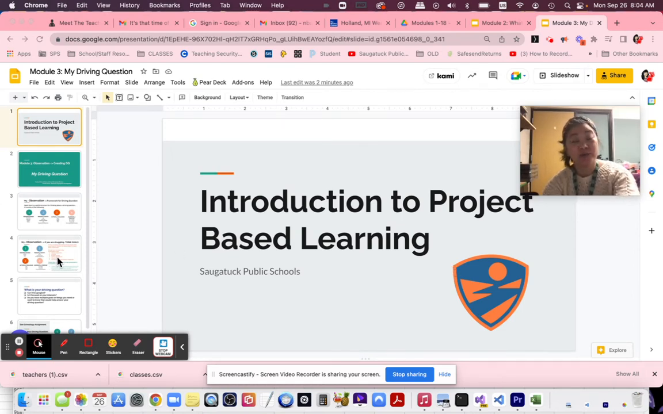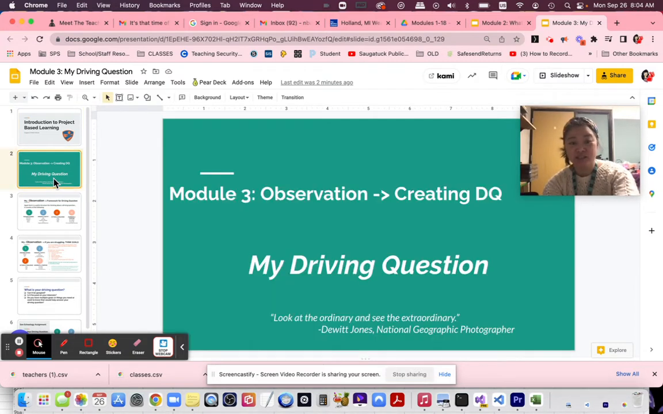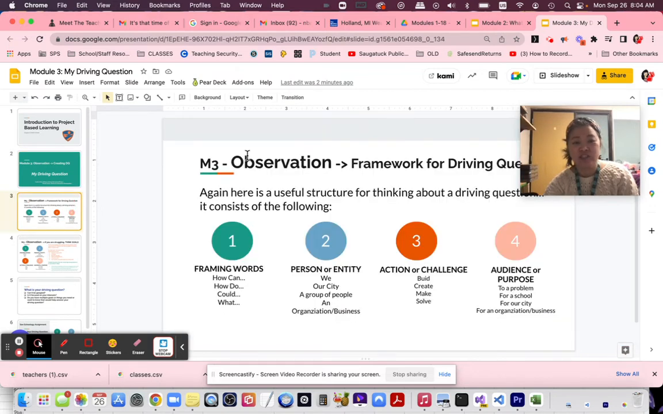Today, or this week, we're going to talk about what is my driving question. We're actually going to start formulating our driving question here in Module 3. Again, this is the observation stage where we're starting to create our driving question and really think how we're going to structure our project. So to recap, our driving question should have four main components.